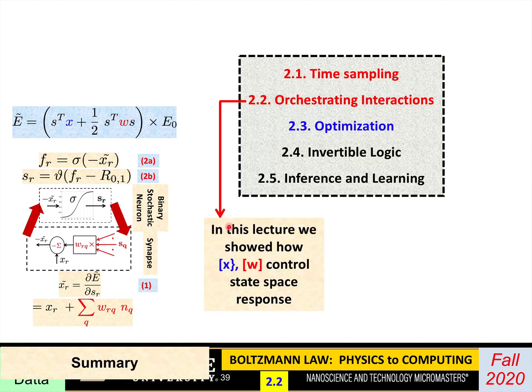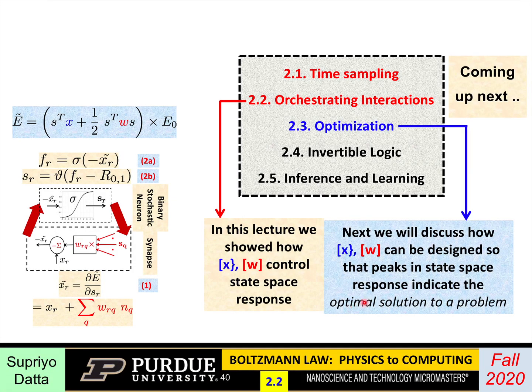Okay. So to sum up, what we have seen in this lecture is how this x and w in n space control the response in this 2 to the n space. What we'll do next is how you can design your x and w so that the response in state space will actually solve a useful problem for us.